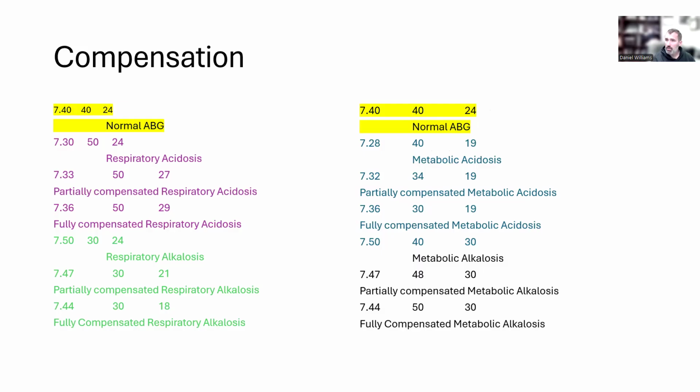So now we're looking for compensatory mechanisms. Does it cause no compensating, what have you? So remember, if you have a metabolic problem, the respiratory system is hopefully going to make some changes to help save the day and bring the pH back within normal range.